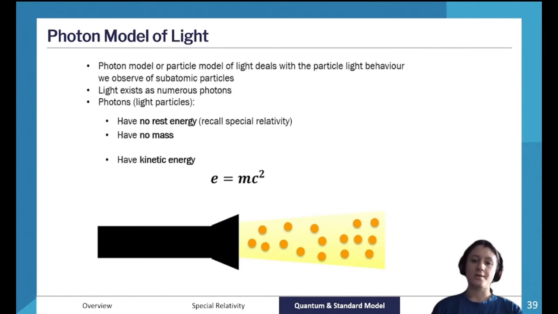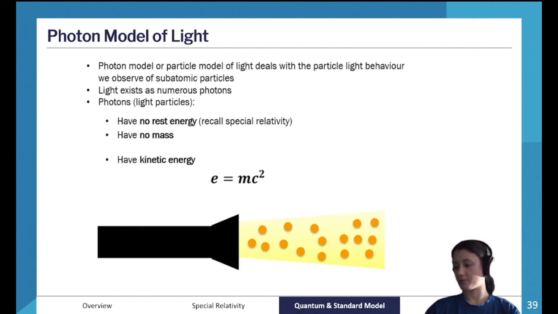Now let's get on to the photon model of light. Let's talk about what photons are and how they relate to what people conceive of as the model of light. So the photon model or particle model of light deals with particle light behavior. Instead of seeing that light behaves as a wave, we see that light behaves as a particle. Now let's go over the properties of photons.